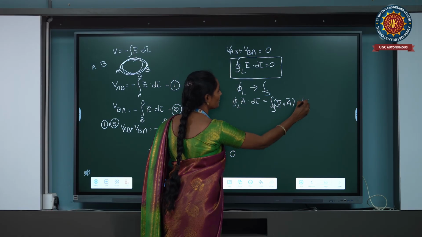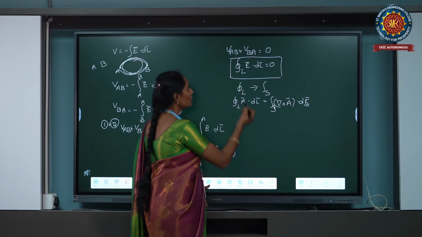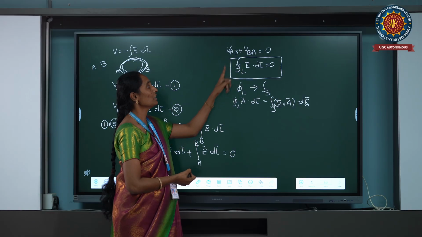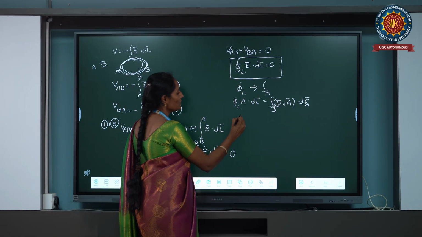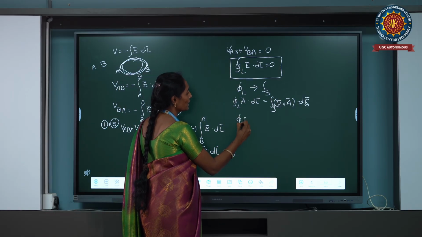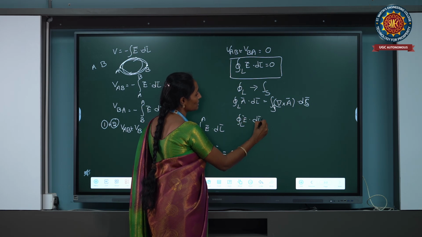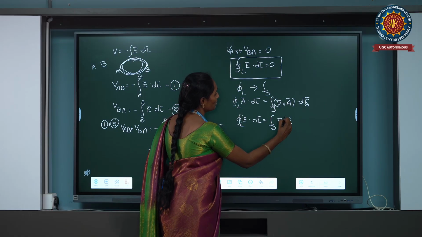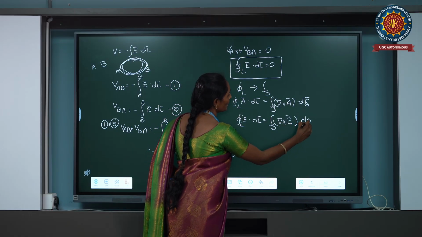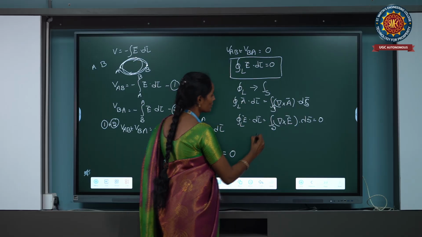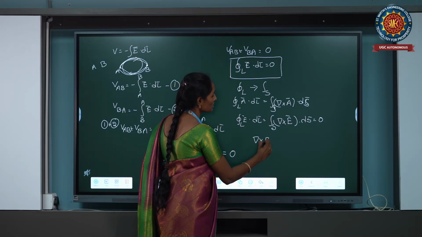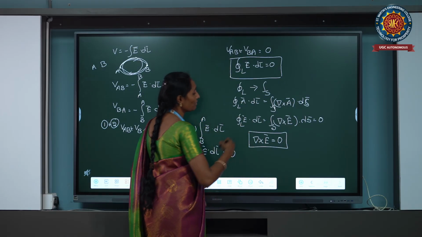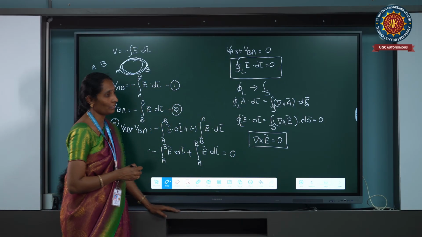Del cross of that vector. So here, in the place of A bar vector, we replace it with E bar. That's why the closed line integration of E bar dot dl bar is equal to the surface integration of del cross E bar dot ds bar, which is equal to 0. So finally, del cross E bar is equal to 0. This is the differential form of Maxwell's second equation.